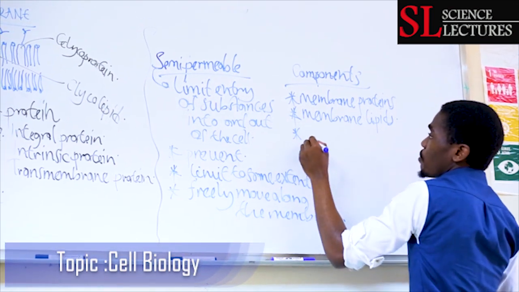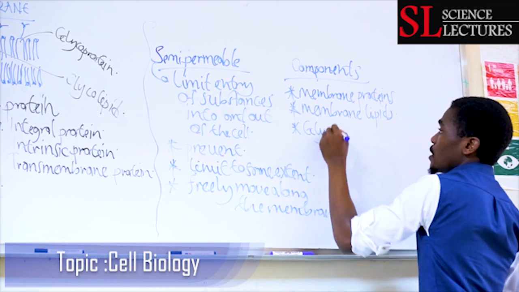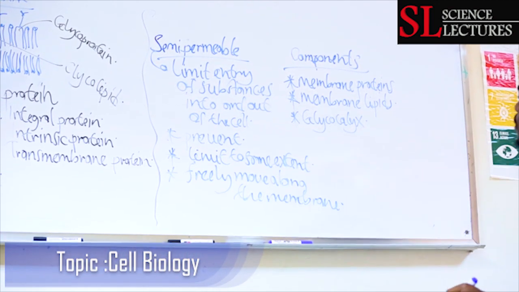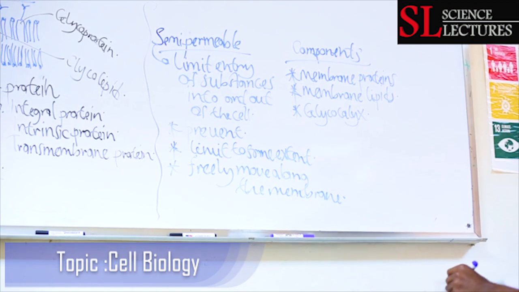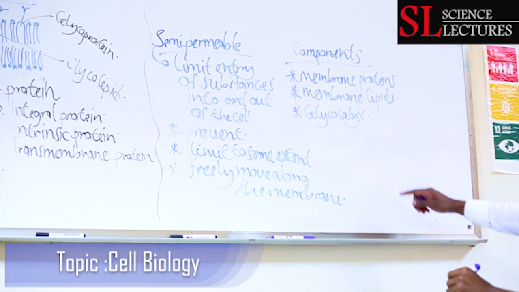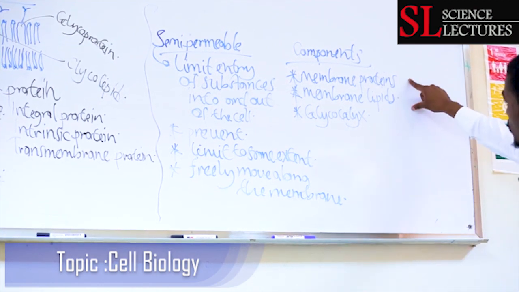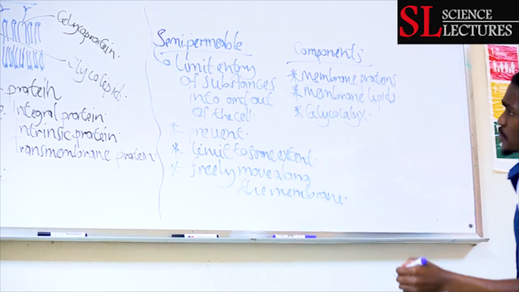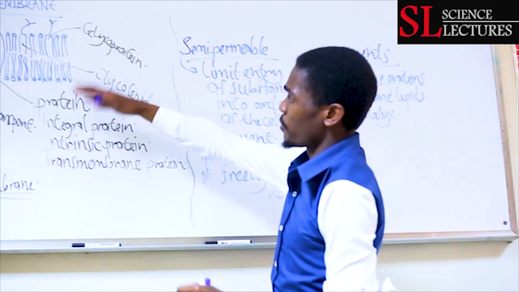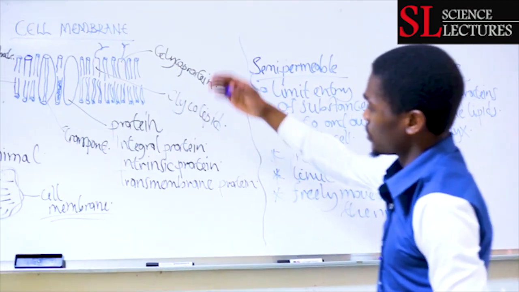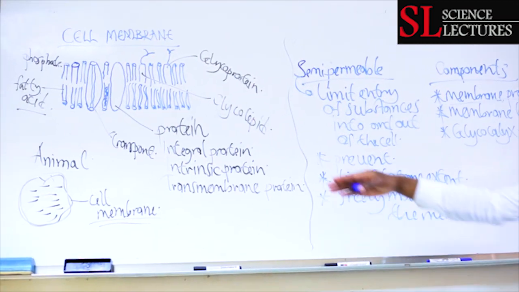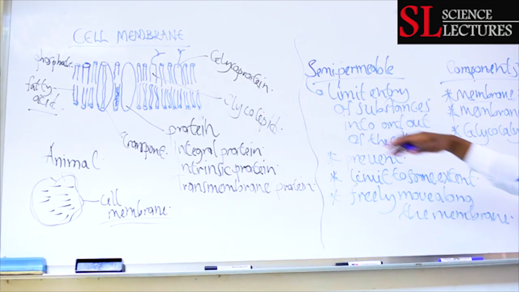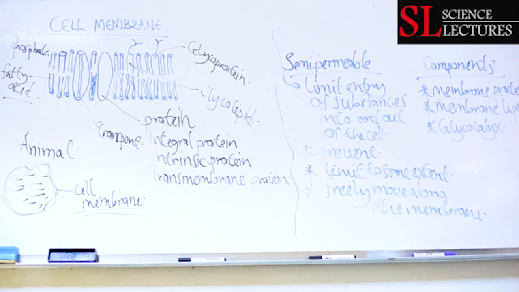Then the third component is the glycocalyx. So those are the main components of the cell membrane. We are going to first look at examples of these components. The proteins: we are going to see there are some proteins that are intrinsic or integral proteins that are inside the membrane, but there are also some other proteins that are peripheral or extrinsic proteins.